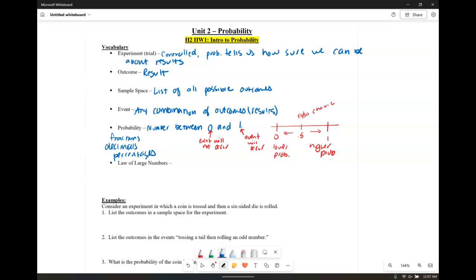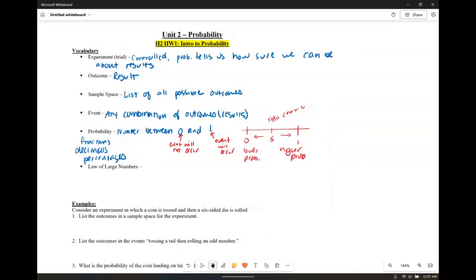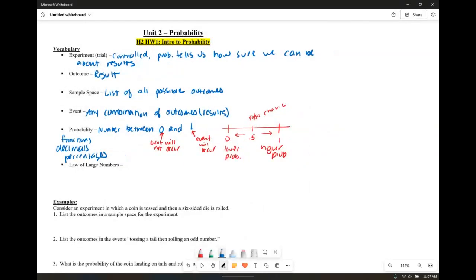Okay, probability has a particular notation. So if I want to talk about the probability of flipping a coin and landing on tails, it would look like the probability of landing on tails, and I could say that would be 1/2, or I could say that would be 0.50, or I could say that would be 50%. Typically in this course, we're going to use the fractions and the decimals, okay?